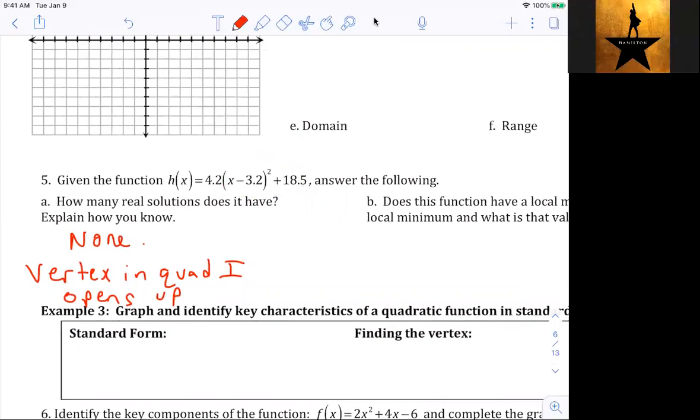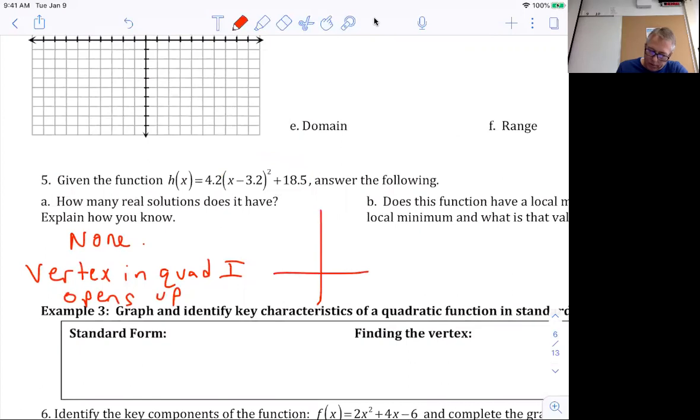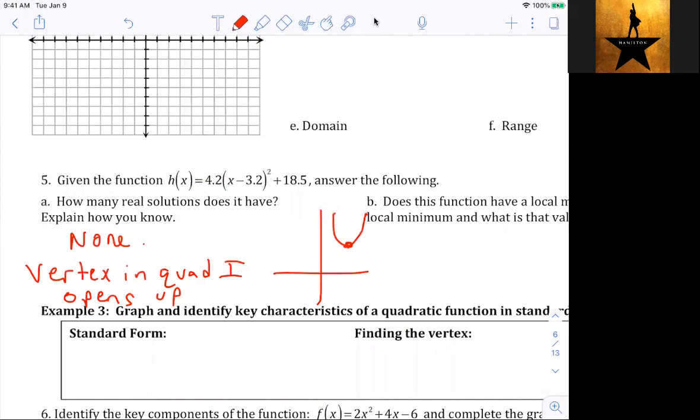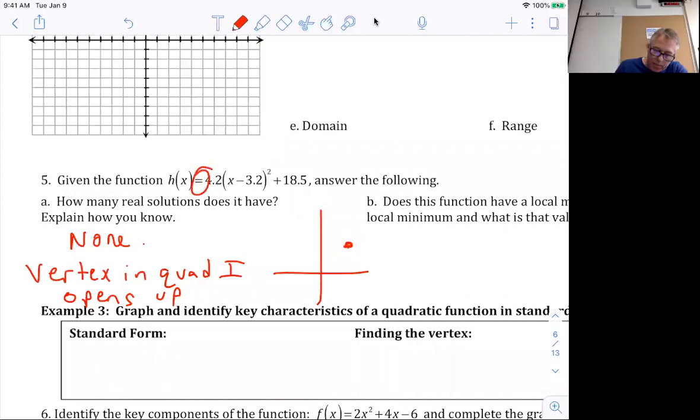Okay. So if it's in the first quadrant, the vertex will be over here somewhere. And it opens upward because the a value is positive. So the vertex is there and it opens up. It cannot hit the x-axis. Got it. If this was a negative number, it would open downward, and then it would have to hit the x-axis twice.